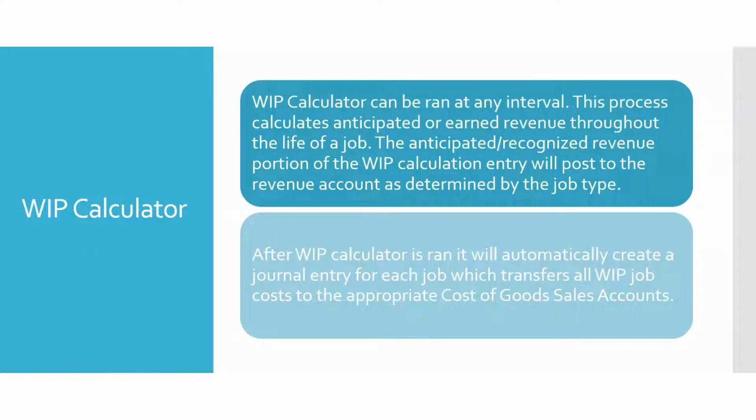WIP Calculator can be run at any interval. This process calculates anticipated or earned revenue throughout the life of a job. The anticipated or recognized revenue portion of the WIP calculation entry will post to the revenue account as determined by the job type. After WIP Calculator is run, it automatically creates a journal entry for each job that transfers all WIP job costs to the appropriate cost of goods sold account.